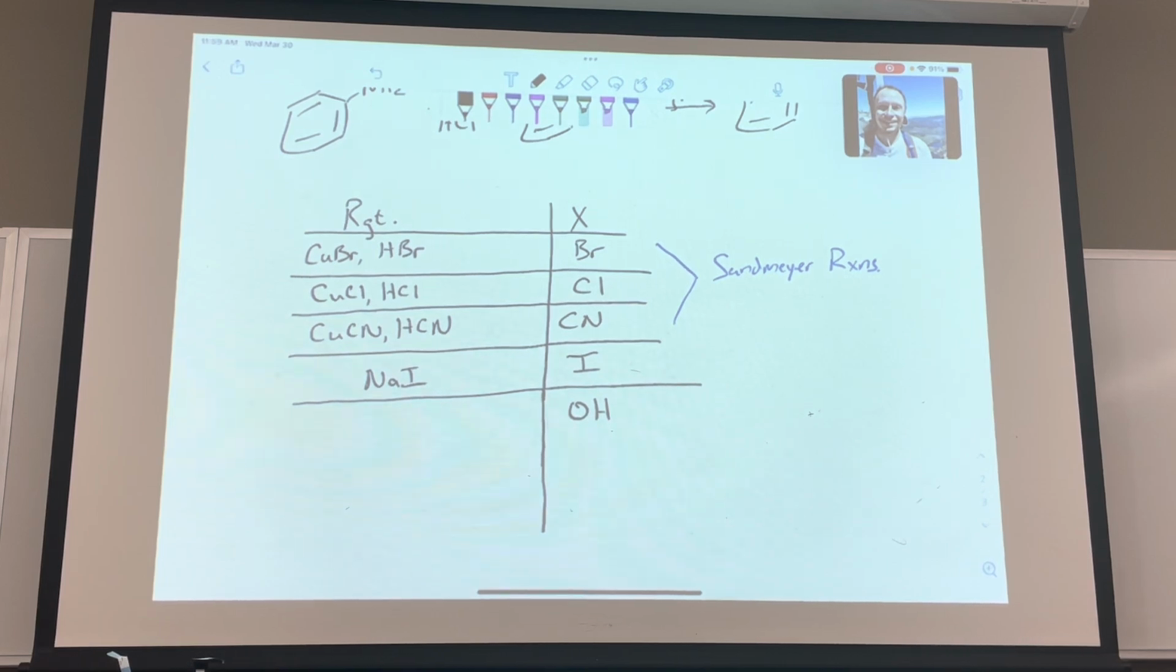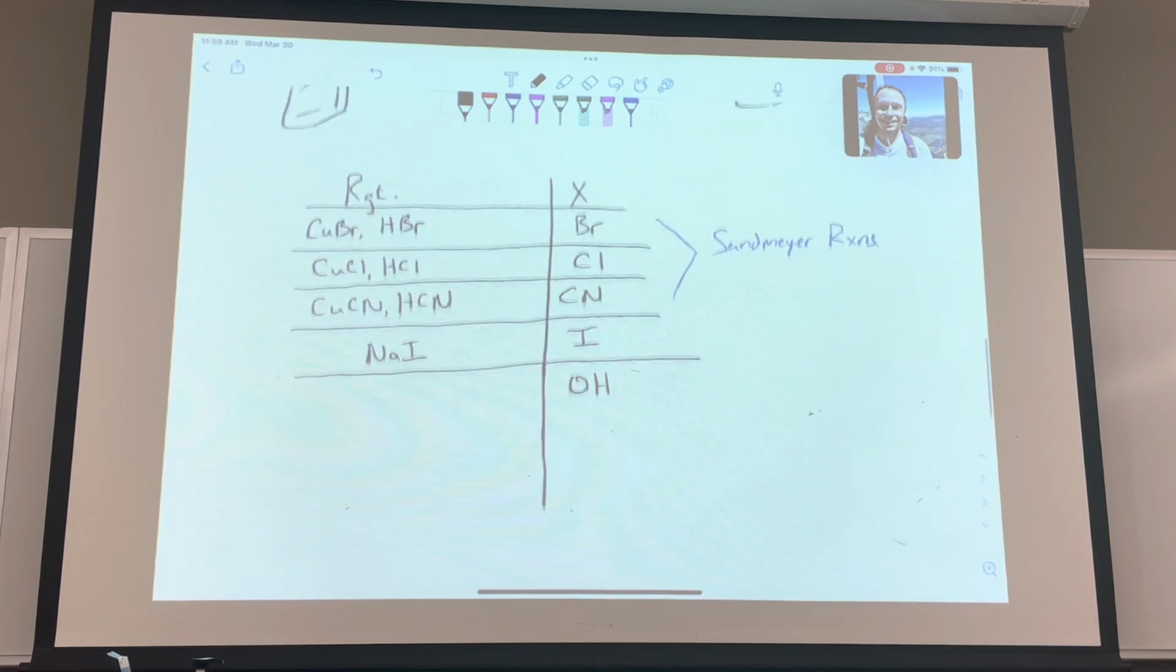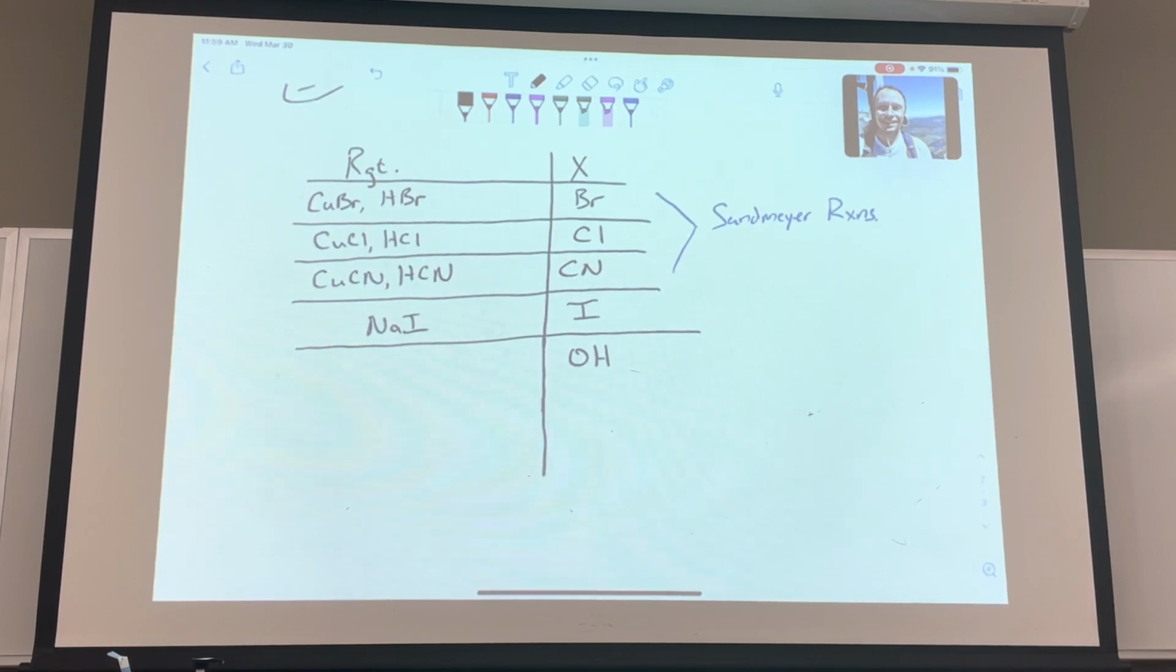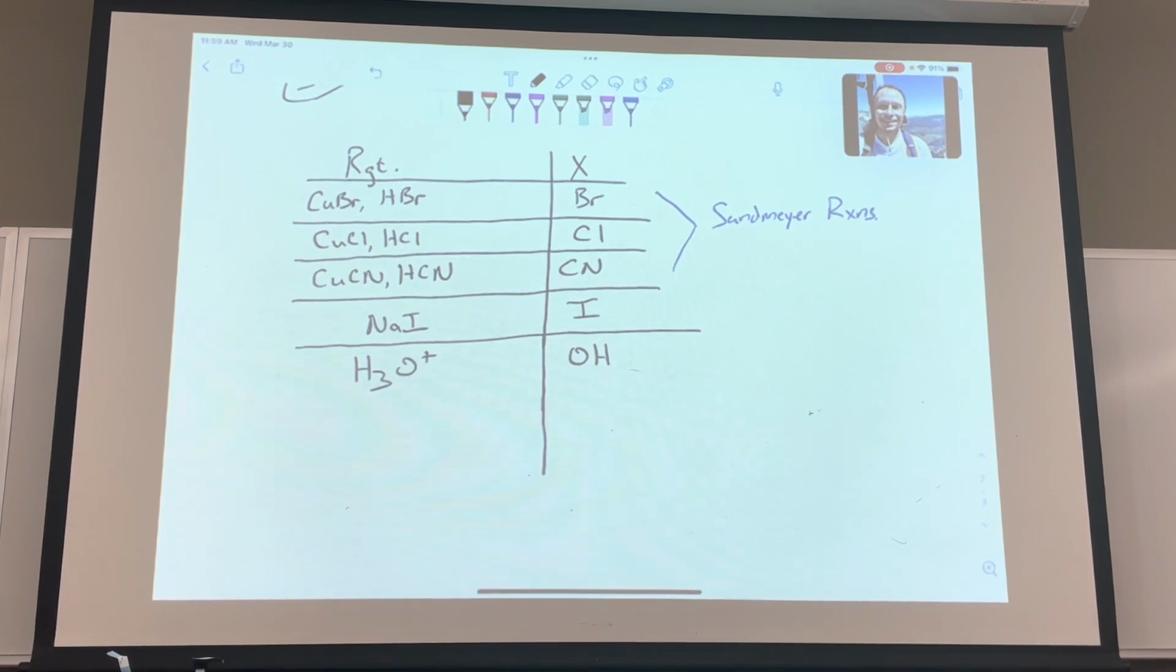This is a new, much better way of doing that chemistry. You can make a phenol, and all you really need is dilute acid. So this is a much, much better way of making phenolic compounds. The other thing we can do, we can substitute with an H.